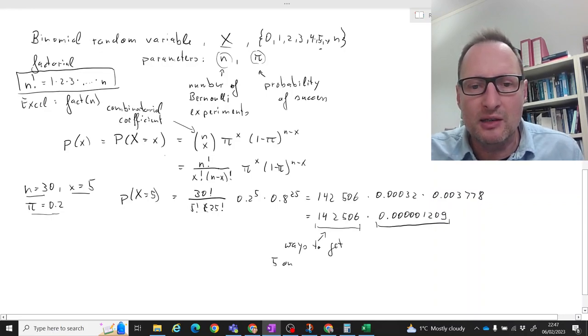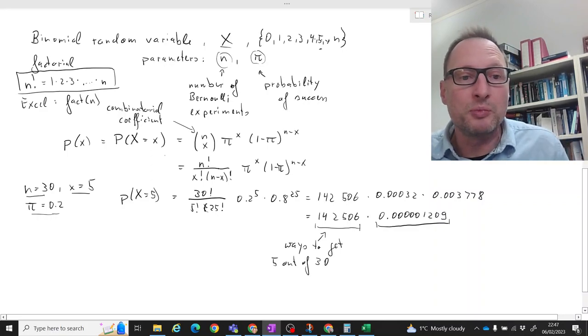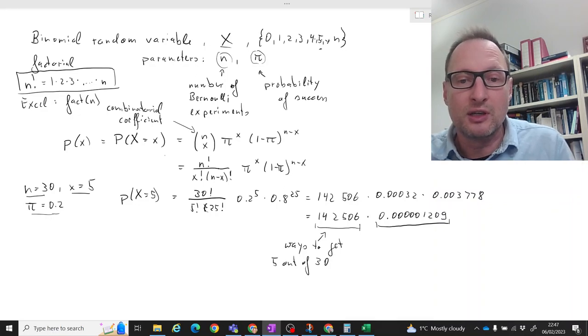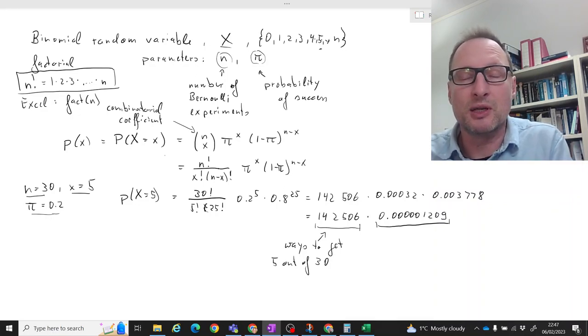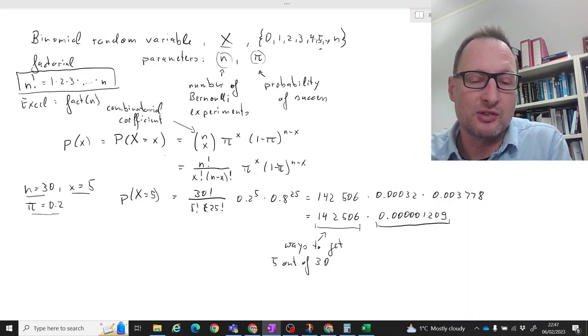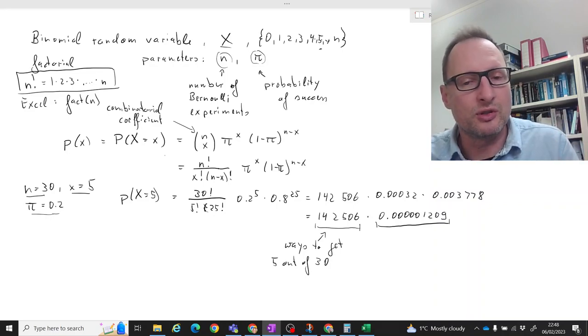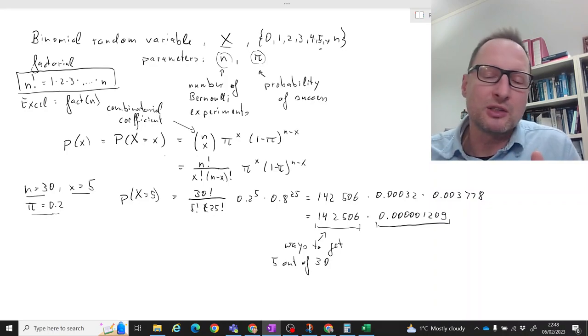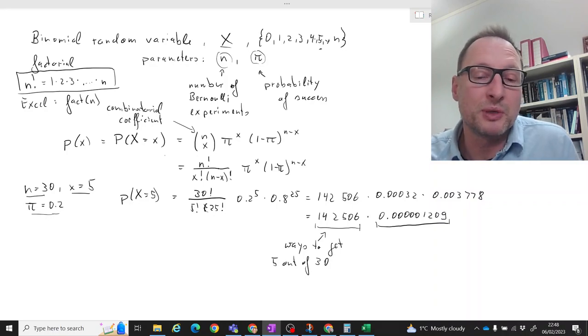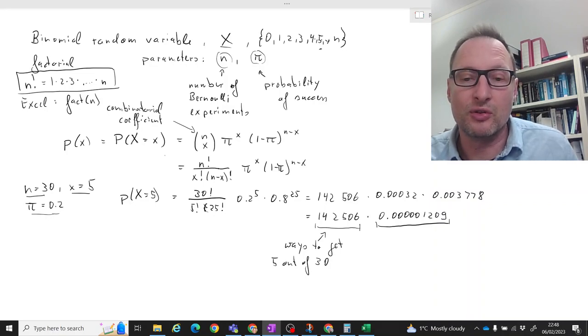So that number tells us the ways to get 5 out of 30. One way would be that the first 5 give a success and the remaining 25 are not a success. That would be 5 successes out of 30. Another way would be success, no success, success, no success, and so on, five successes in total, then the remaining 20 no successes. That would also be 5 successes out of 30.